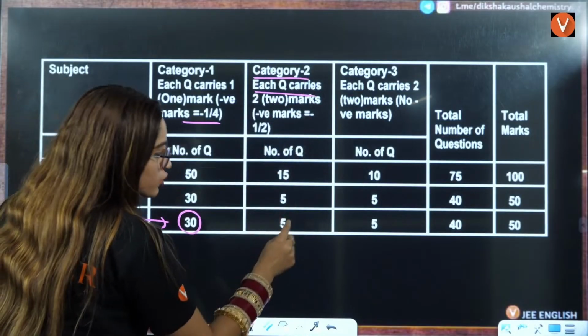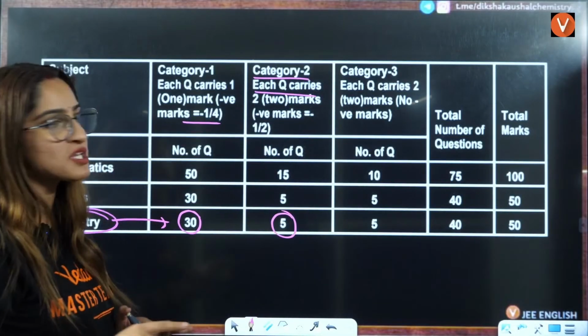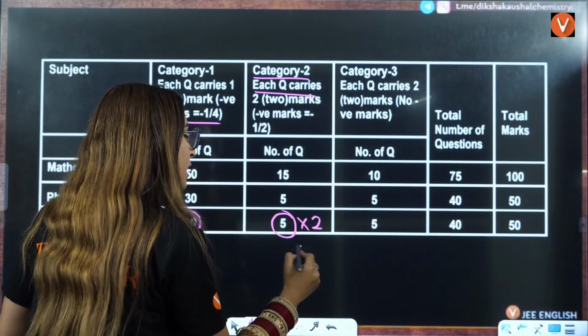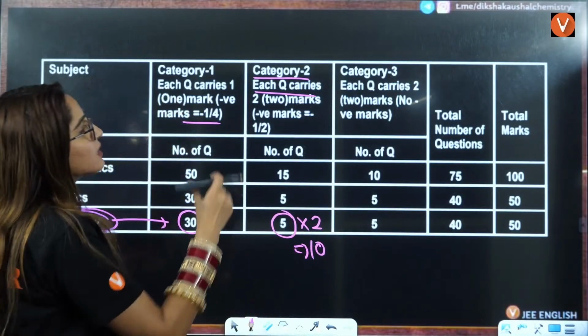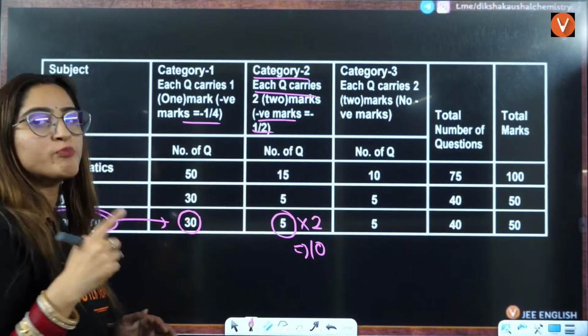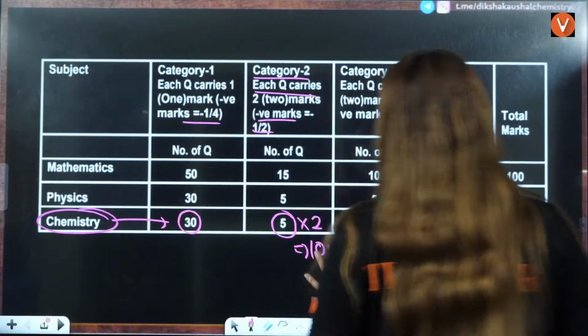Category 2, you have 5 questions. That means this is multiplied by 2. That contains 10 marks here. And here, if you answer it wrong, 0.5 marks, that is minus half, will be deducted.